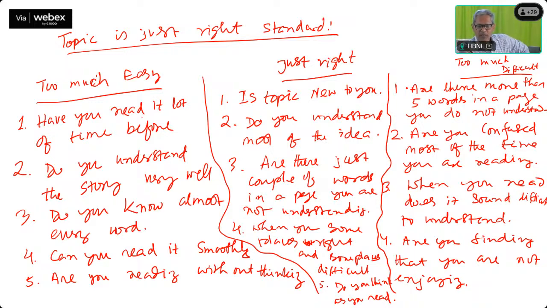Then you have to see the middle one. Is the topic new to you? Yes. Do you understand most of the idea? Yes. Are there just a couple of words in the page you do not understand? Yes. Some places right and some places difficult you find. Okay, right? Do you think as you read? Yes. So if the middle one is all yes, then that is right for you.